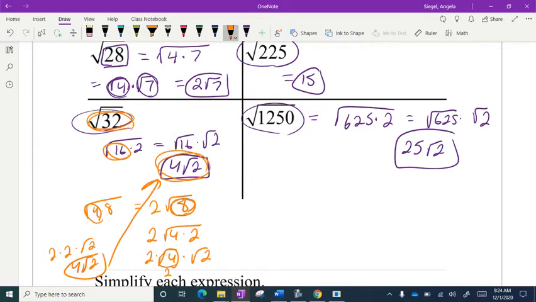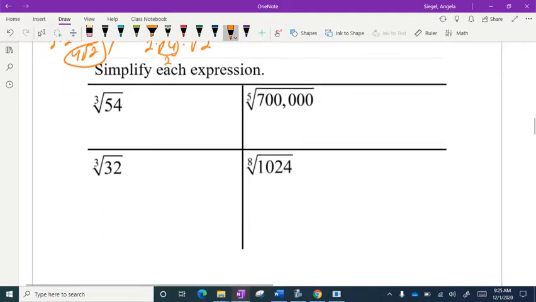Notice I'm getting there. It just takes some extra steps, and that's okay. But really ask yourself when you get done, is this still hiding a perfect square? And if it is, just keep going.